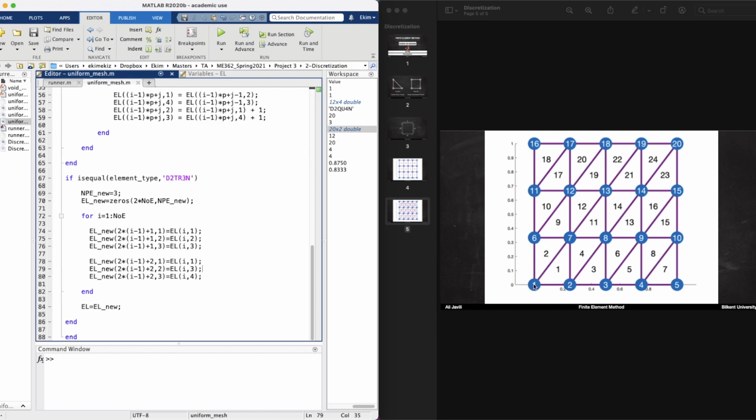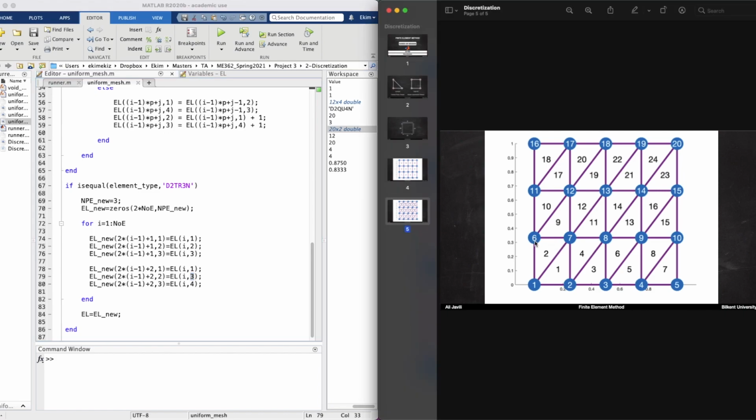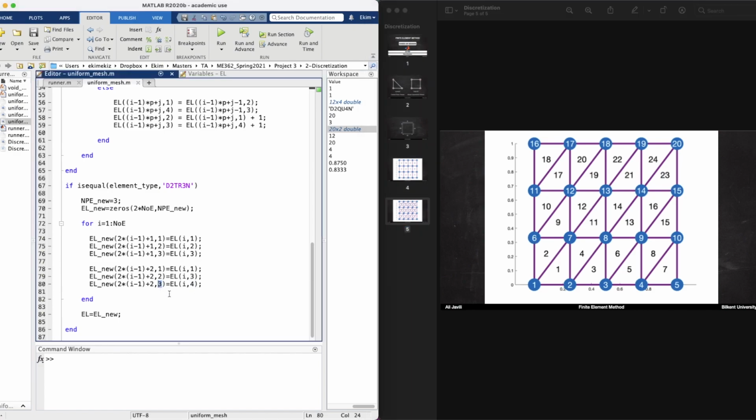And for the second one, again, we have the first original node of the element as our first node. So 1, 1. But our second node should now be the third node of the quadrilateral element. So the second one is assigned the third one. And lastly, the third node of our new triangular element should be the fourth node of our old element. So that's what we have here.